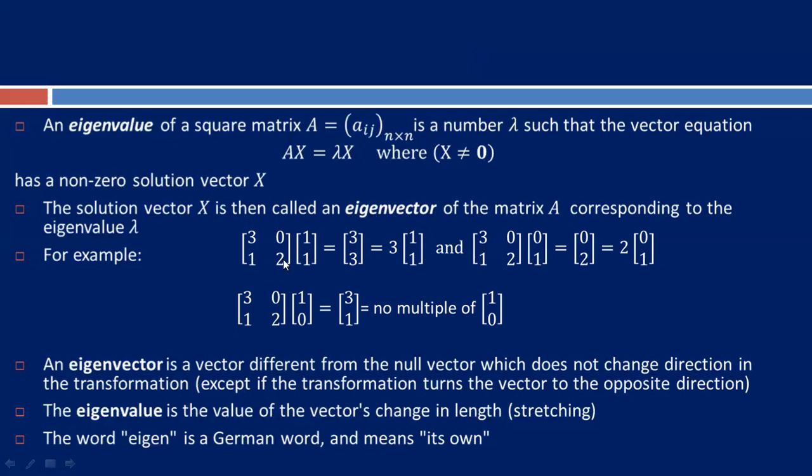When we multiply this, we have 3 common, and here we have 1 1. You see here x is 1 1, so this 3 is our corresponding eigenvalue. If we write the same matrix and put 0 1 instead of 1 1, then we multiply and get the result. We take 2 common, and we have 0 1. Here we have eigenvalue 2.